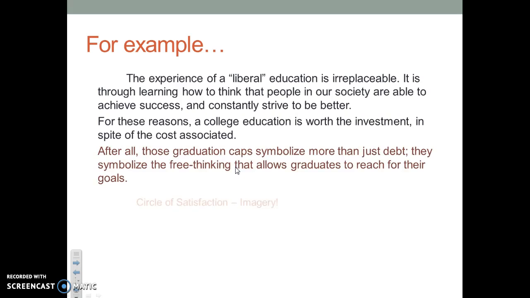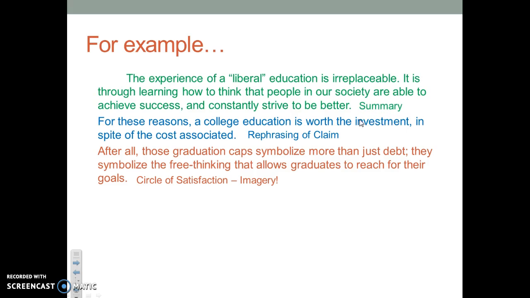So we have those three parts here. First, I want to point out that circle of satisfaction. Coming back to the image that was brought up in the introduction, that image of the graduates with the messages on their graduation caps. It's very satisfying to end an essay on a similar idea that you started it. Next, we have the claim. It's rephrased, but it's the same idea, that college is worth the investment despite the cost associated. And the reasons are listed above. I summarize why I'm writing the essay above. The experience of a liberal education is irreplaceable because of how it allows young people to learn how to think.